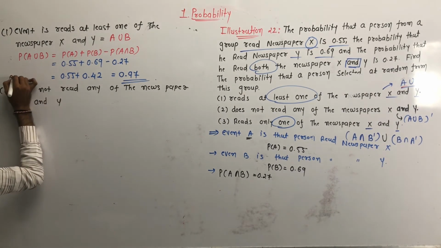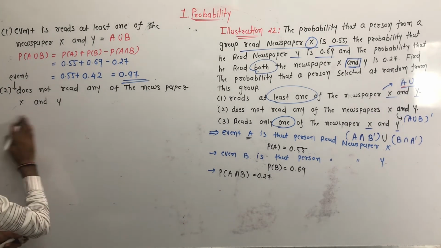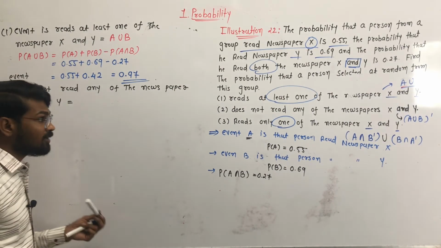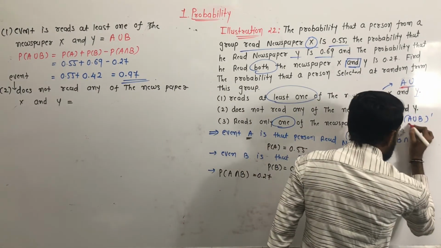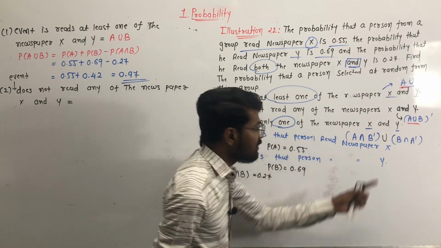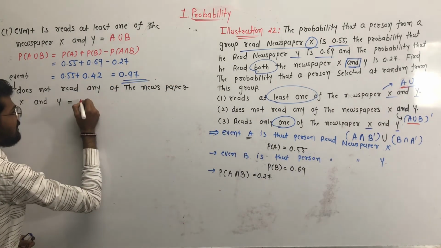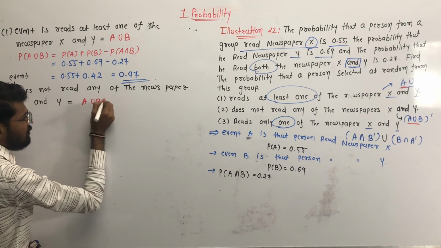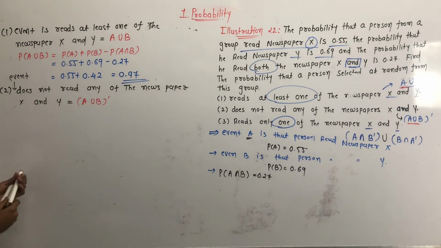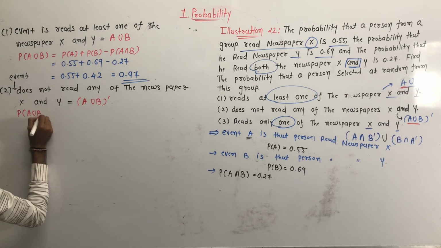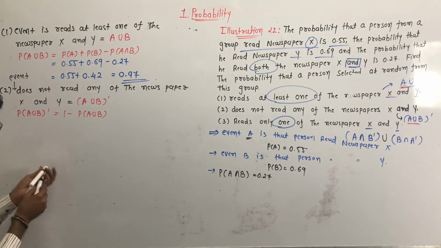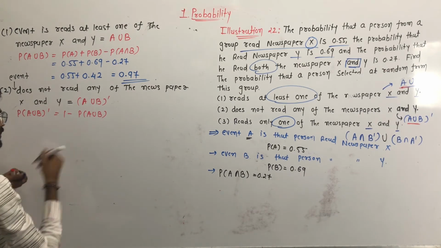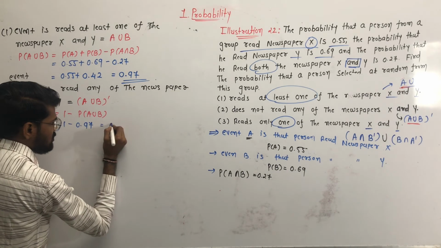Okay, our event is that the person does not read any of the newspaper X and Y, and it is denoted by the complement of event 1, and event 1 is A union B, so event 2 is the complement of A union B. Yes, so we have to find the complement of union of event A and B. Put the equation: P of complement of A union B is equal to 1 minus P of A union B. And we know the probability of A union B is equal to 0.97, so put the value: 1 minus 0.97, and it is equal to 0.03.